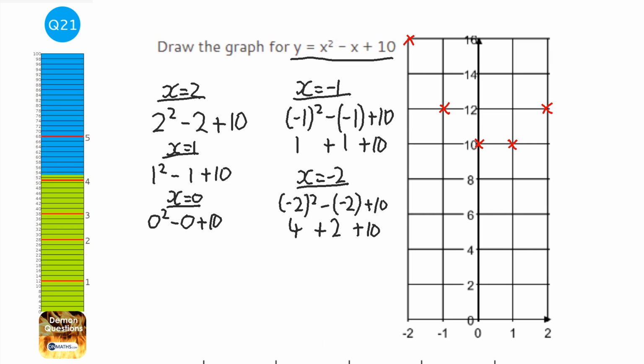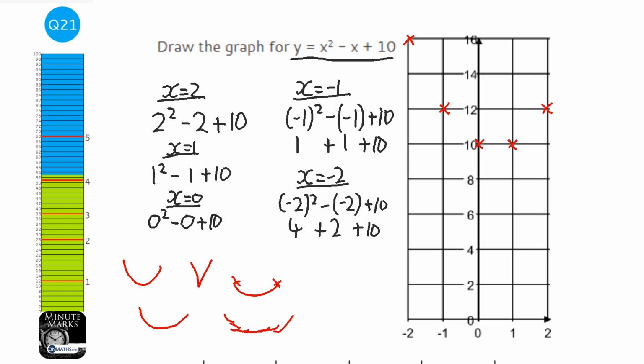Okay, so next we need to join these up. Now there's a few rules for joining up a quadratic. It needs to be a U rather than a V. If you've got 2 points at the bottom, which we do, you need to make a point to go beneath them at the bottom of the curve, and it's got to be one line rather than feathering or a couple of lines, or oops, I've made a mistake, so I'll do it again.